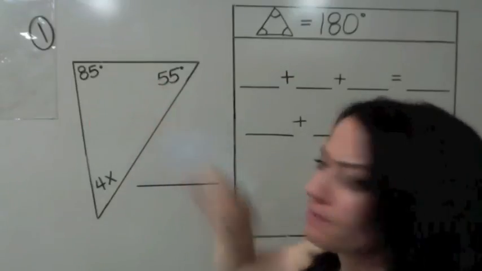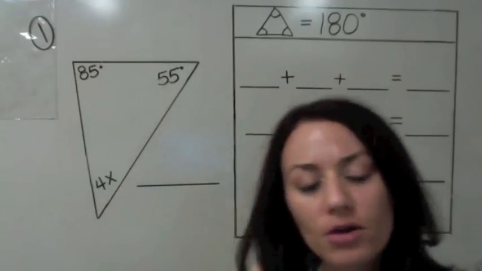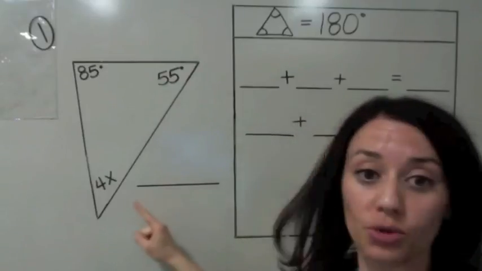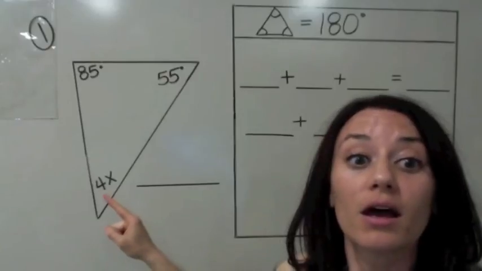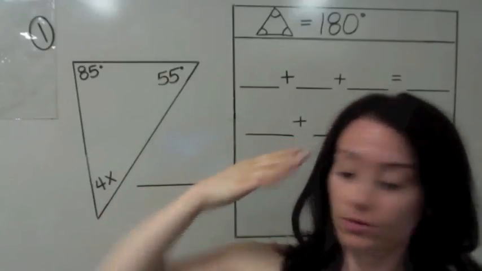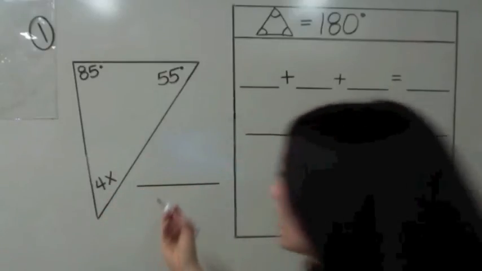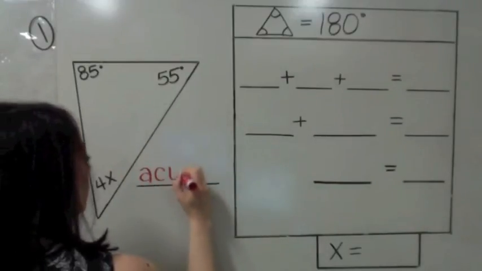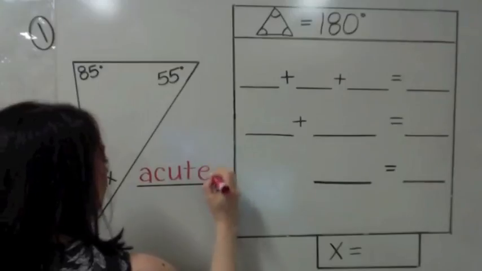85 degrees and 55 degrees. Are those angles less than 90? So what do you think we're going to call this triangle? It's going to be an acute triangle. That's right. I just want you to write that down. Acute. This is an acute triangle. All right.